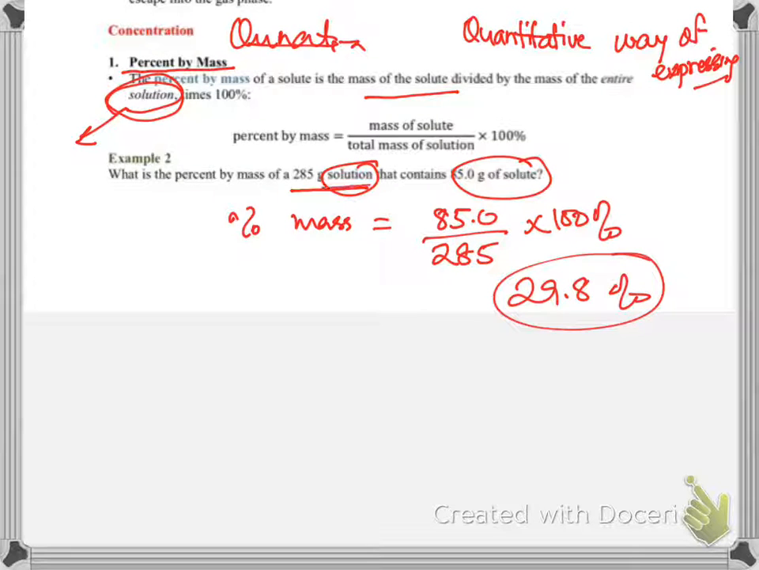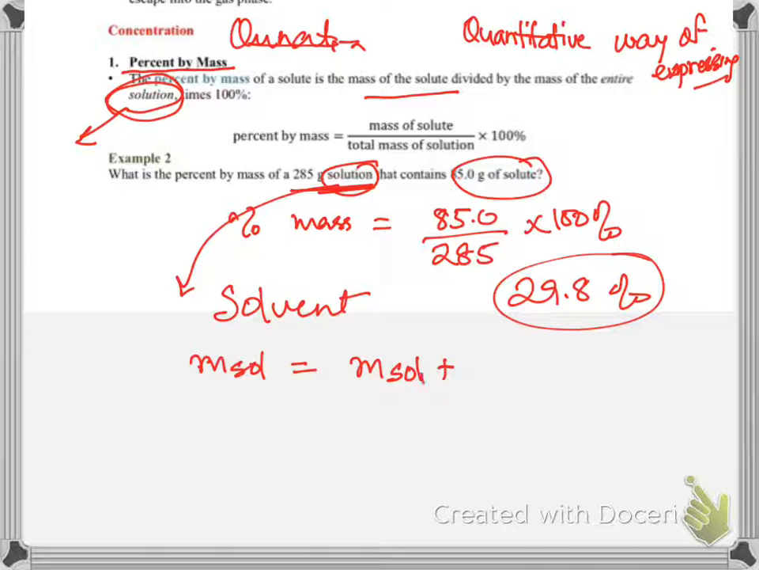Make sure the word solution is written here, because if it says solvent, then to find the mass of the solution, you have to add the mass of solute plus the mass of solvent. But that's not the case here.